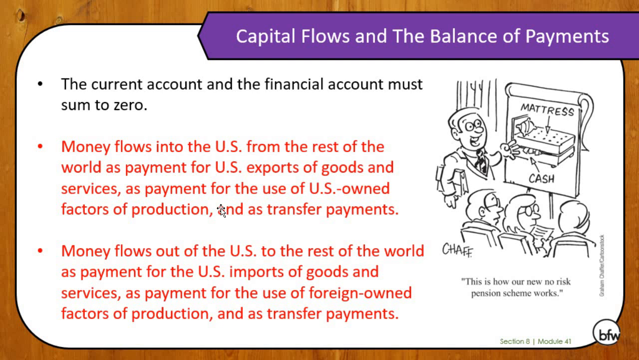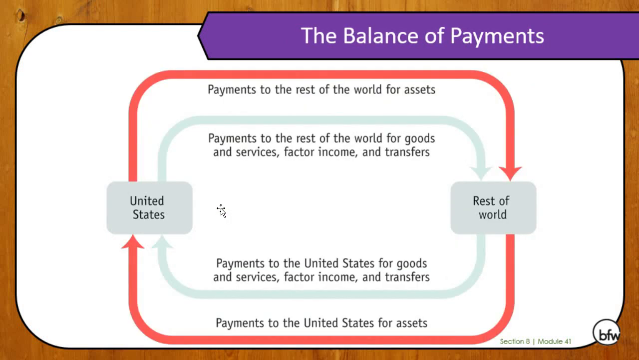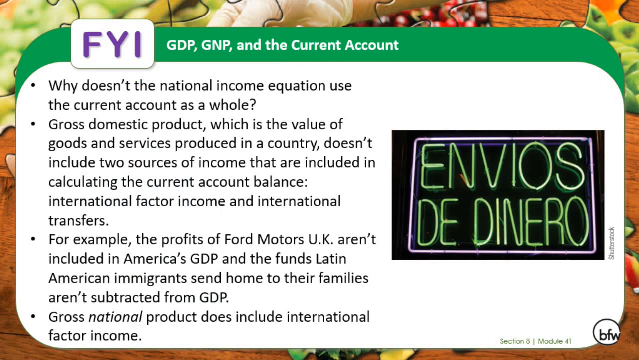Money flows out of the United States to the rest of the world as payments for U.S. imports of goods and services, as payment for the use of foreign-owned factors of production, and as transfer payments. You could draw this little circle graph here. It looks kind of like the circular flow model if you would like to, although as long as you understand it conceptually, it's not the end of the world.